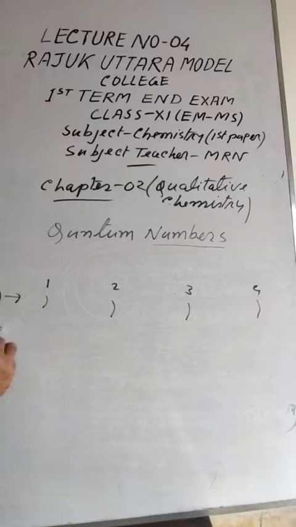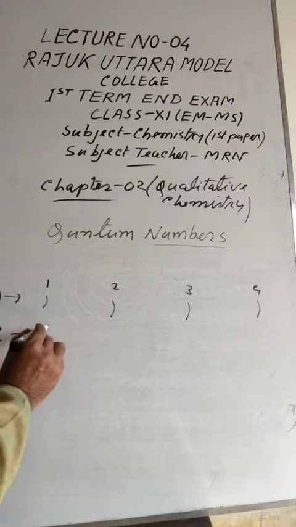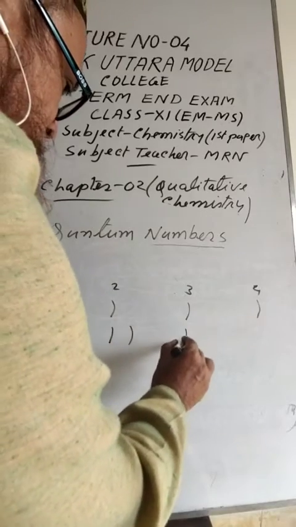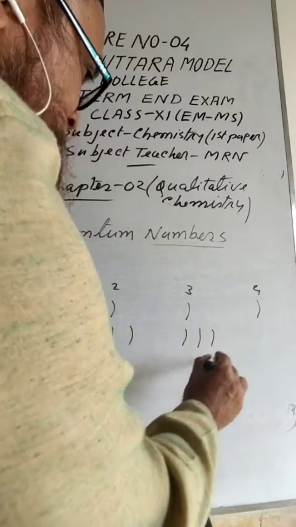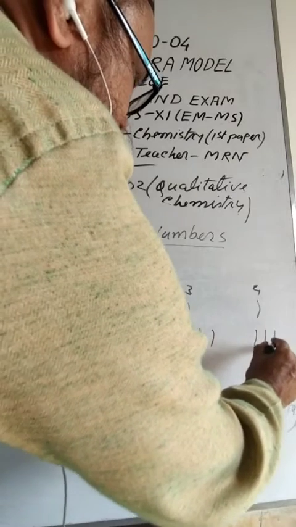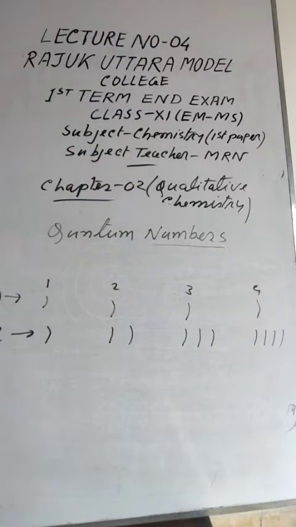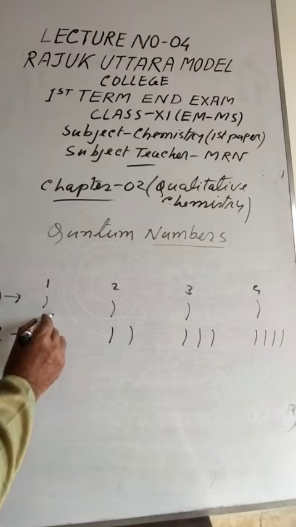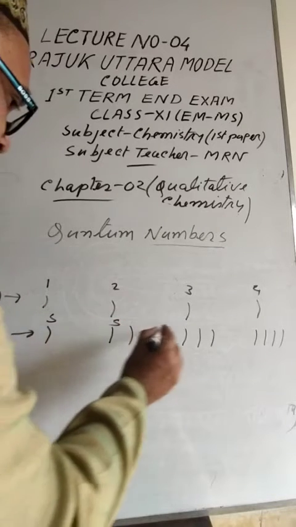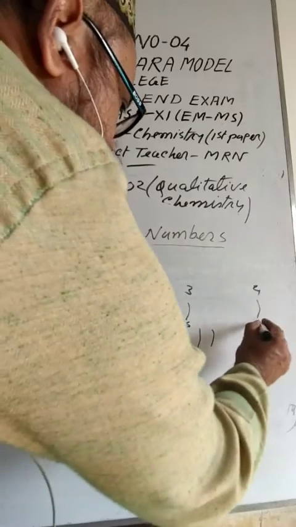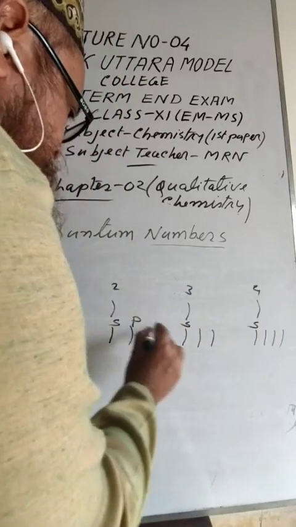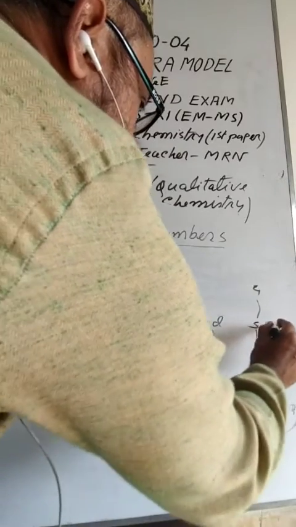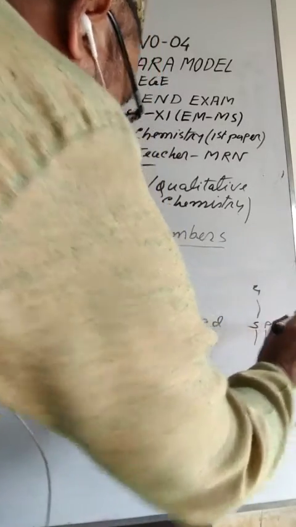Next, the subsidiary quantum number. When the first shell is broken, it has 1 subshell, the second is split into 2, the third is split up into 3, and the fourth is split up into 4. After division, the first one is called S, the second one P, the third one D, and the fourth one F.